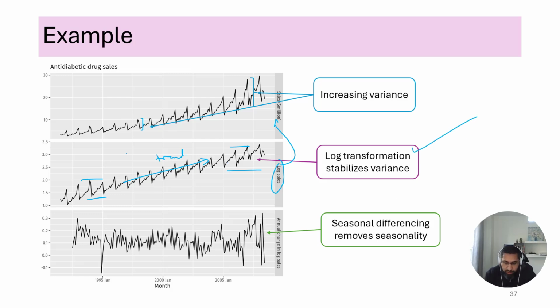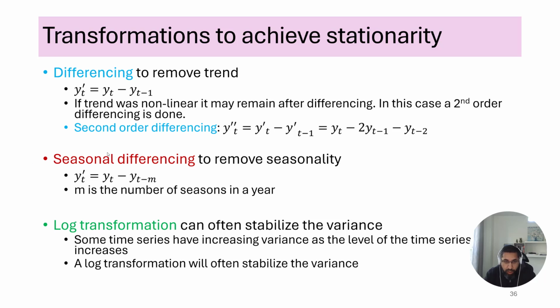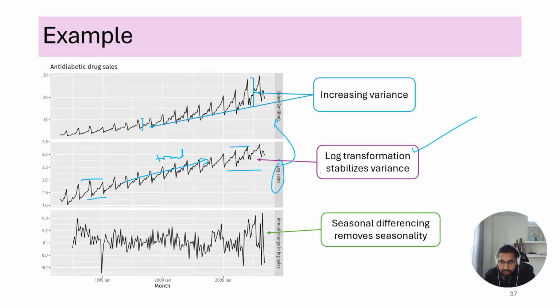Then we take a seasonal differencing. This one is Y_t minus Y_(t-M), and it's monthly data. So from each value of the time series, we'll go back 12 months. So we'll subtract Y_(t-12), the same month last year. Now, when we do this seasonal differencing, this is what we are left with. And this seems to be stationary because the mean is stable, right? And the variance is also stable.